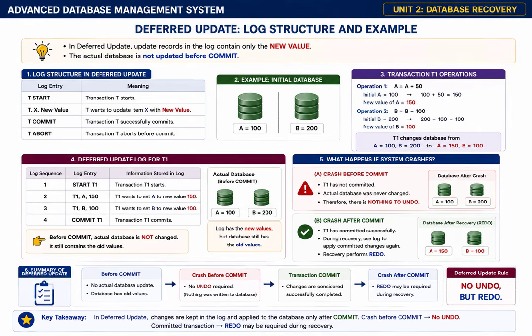Now consider the other situation. Suppose T1 successfully reaches commit and then the system crashes. In this case, T1 is a committed transaction. During recovery, the system can look at the log and apply the required changes again. So the recovery process can perform redo. A becomes 150 and B becomes 100. Therefore, committed transaction, redo may be required.